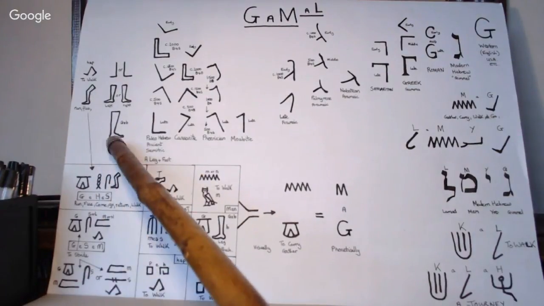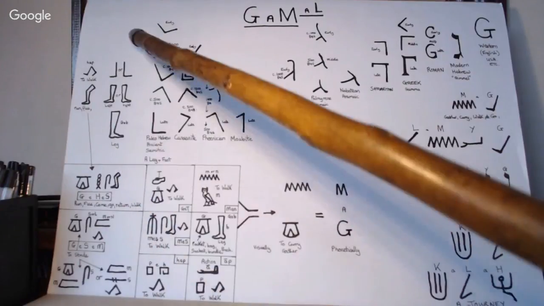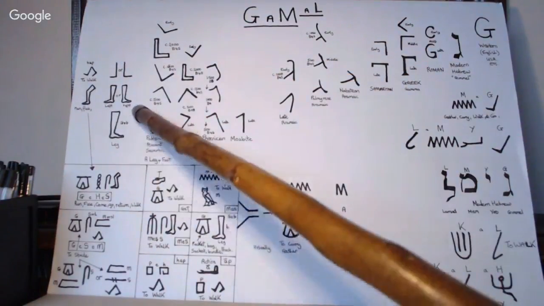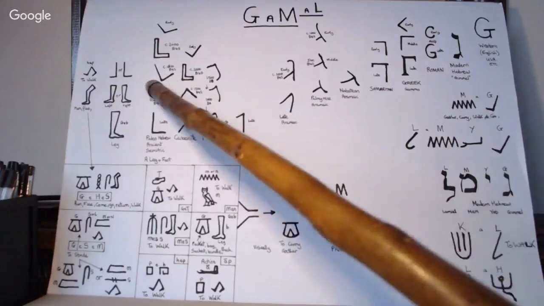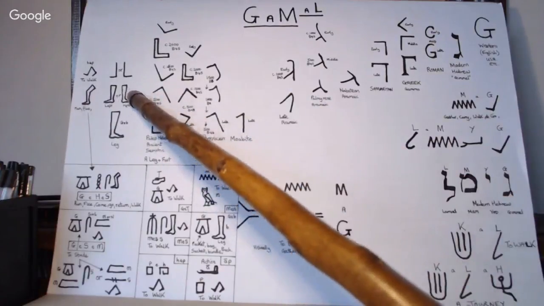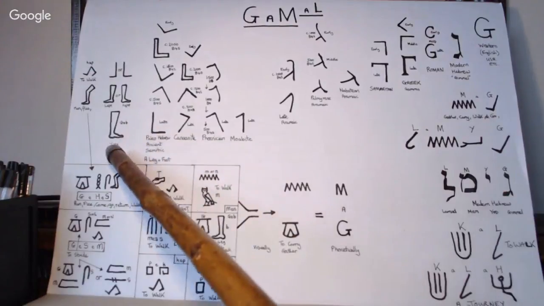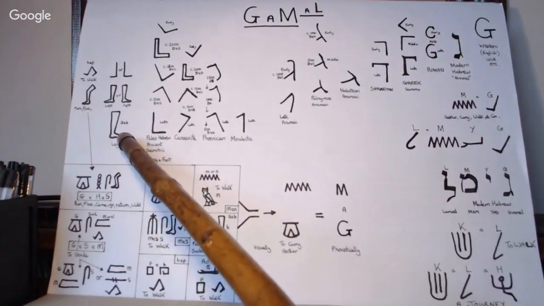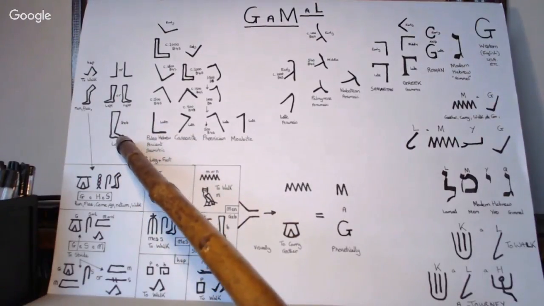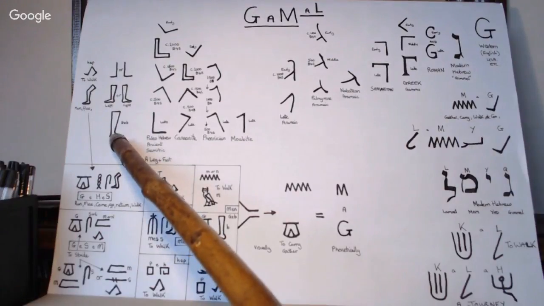I forgot to write Egyptian here, but this gap in the middle, this is the Hebrew side. This is the Egyptian side over to the left. So you can see the Egyptians, because they tended to do things a bit more elaborately, they would actually carve or draw or write an actual leg.